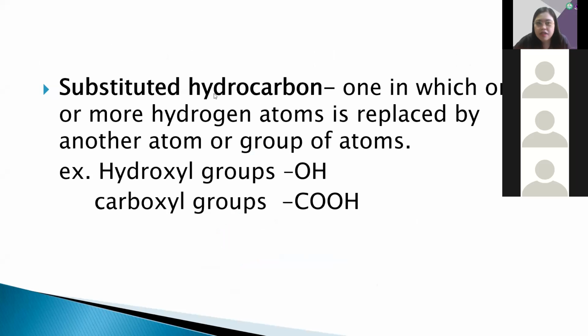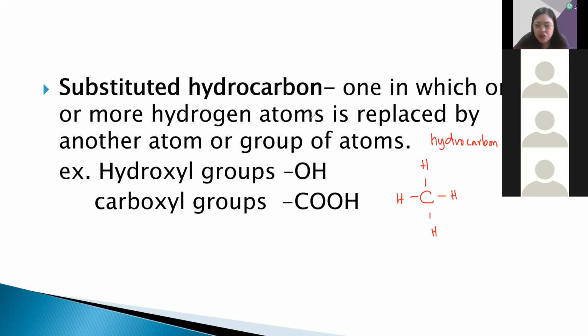But we also have substituted hydrocarbons. Instead of having carbons and hydrogen, you will see one of the hydrogens will be substituted or replaced by another atom or group of atoms. So let me give you an example. The hydroxyl group. So 'di ba, meron tayong carbon and hydrogen. Example, isang carbon lang. So since si carbon meron siyang 4 na valence electron, it can bond up to 4 hydrogen. This one is a hydrocarbon because you will only see hydrogen and carbon there.